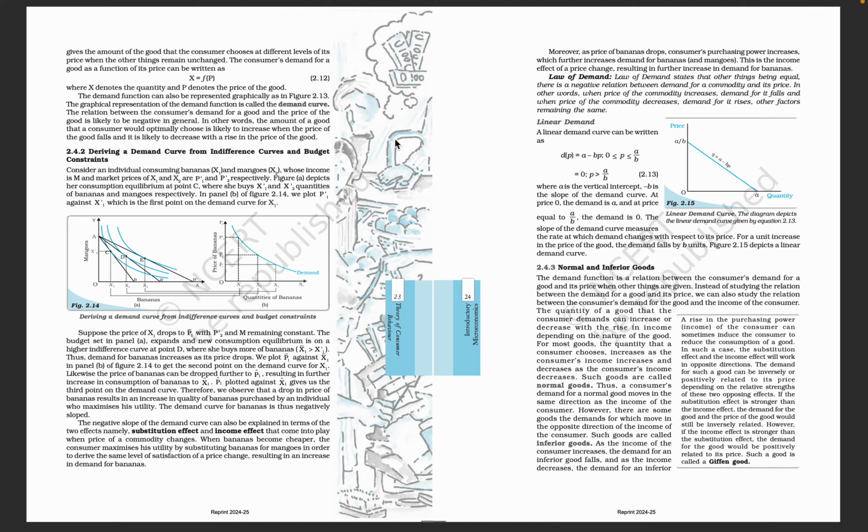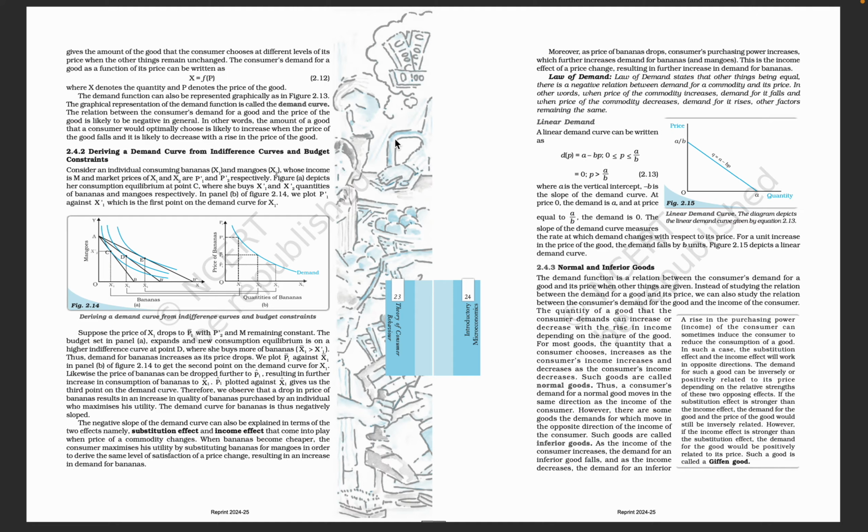Normal and inferior goods. The demand function is a relation between the consumer's demand for a good and its price when other things are given. Instead of studying the relation between the demand for a good and its price, we can also study the relation between the consumer's demand for the good and the income of the consumer. The quantity of a good that a consumer demands can increase or decrease with the rise in income depending on the nature of the good.